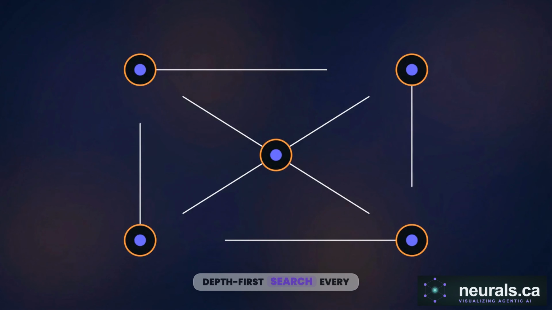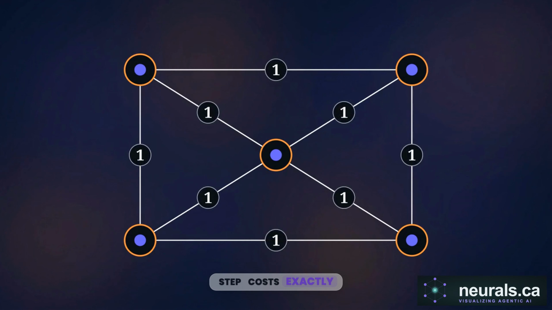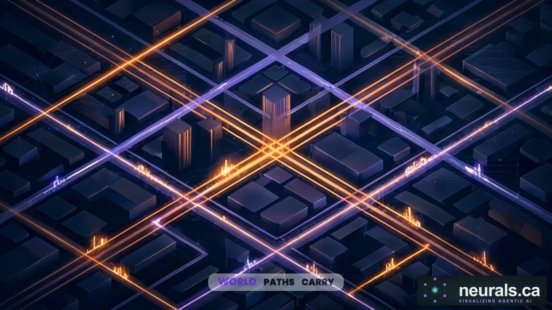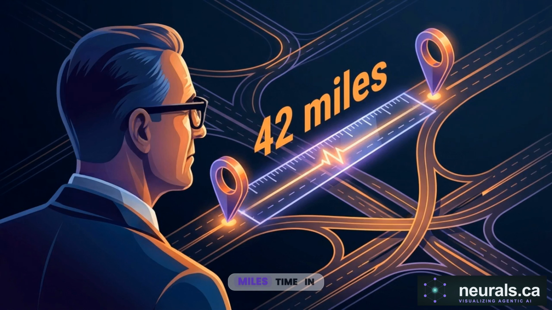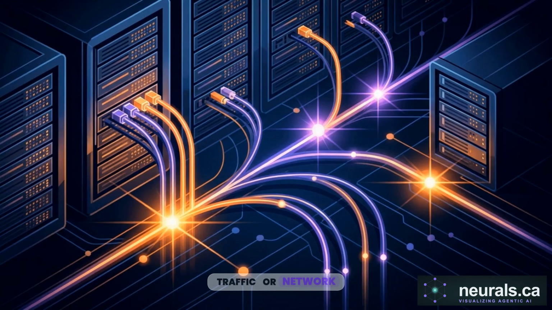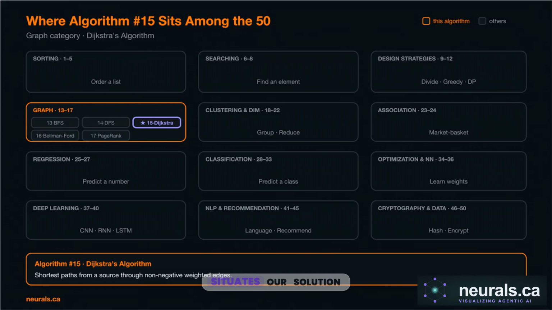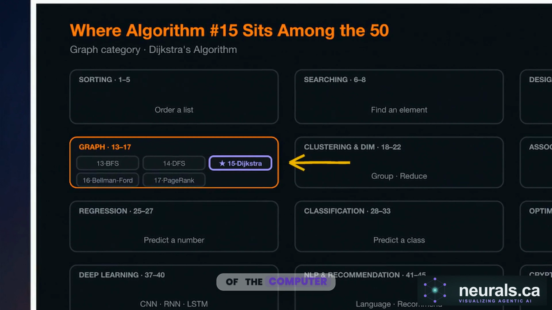Basic depth-first search, every step costs exactly the same. But in the real world, paths carry specific weights, factors like distance in miles, time in traffic, or network latency. This chart situates our solution to that weighted routing problem right in the center of the computer science landscape. Algorithm number 15, Dijkstra's algorithm.